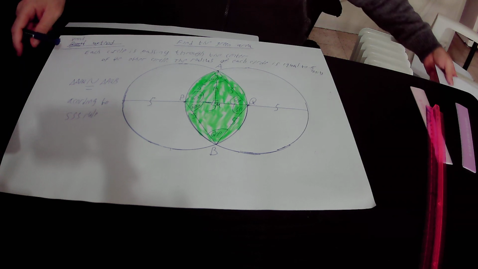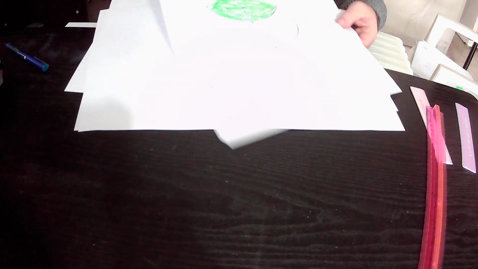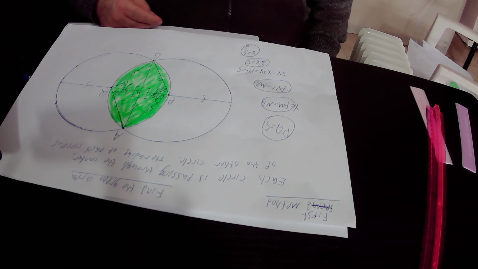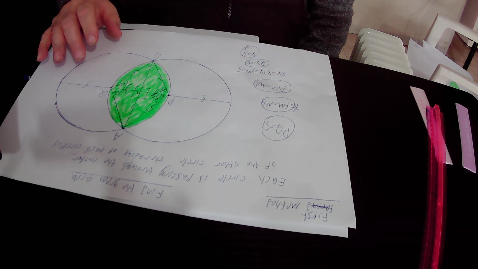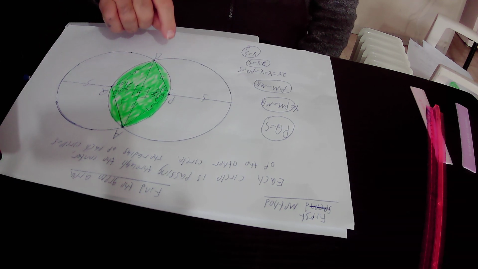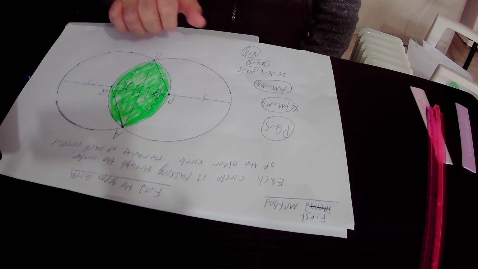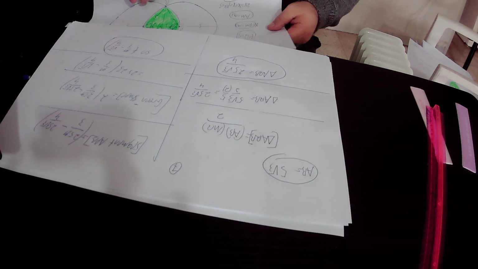So in the next step I will summarize the lecture. We wanted to find out the area of this green shape. In the first method, I'll repeat again, we have two circles, each circle passing through the center of the other circle. The radius of those two circles is equal to 5 units, and we want to find the area of this green shape.